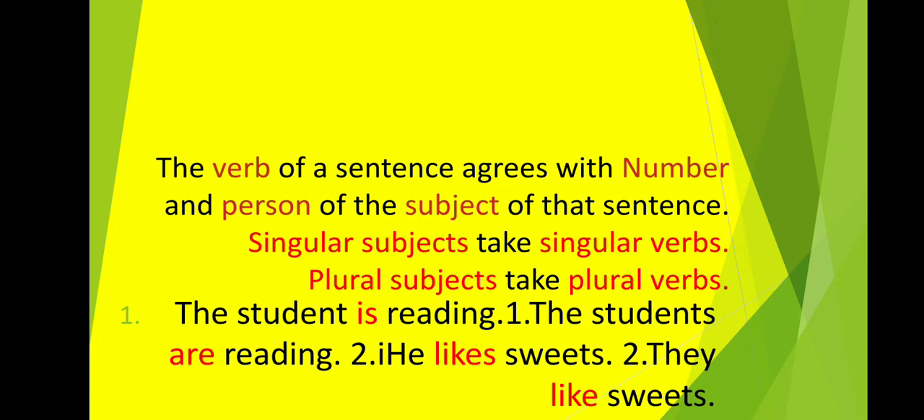And here one thing we should like to discuss, that is finite verb. A finite verb always agrees with its subject in number and person. So likes, finite verb. The student is reading, finite verb. The students are reading, finite verb. They like here also, finite verb. So verbs are agreed according to the subjects.